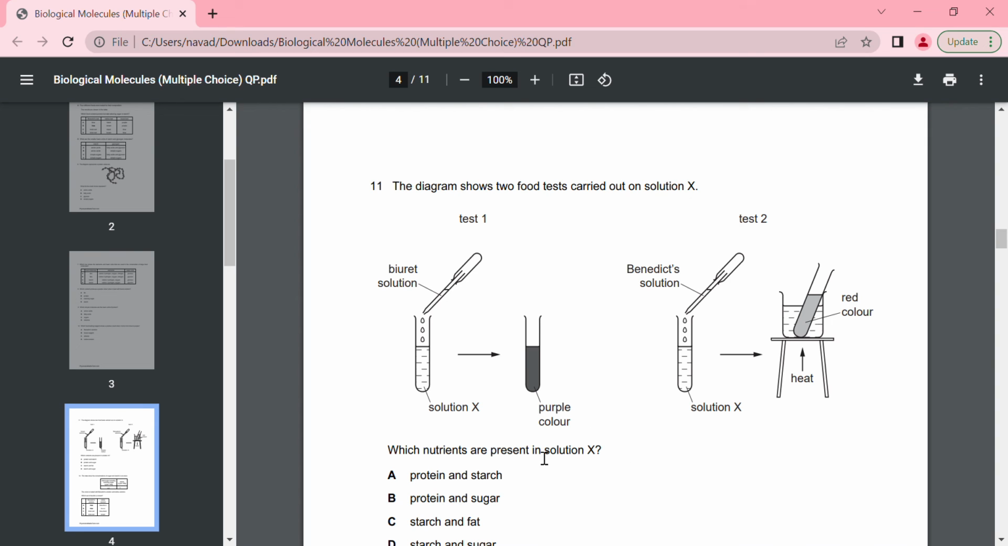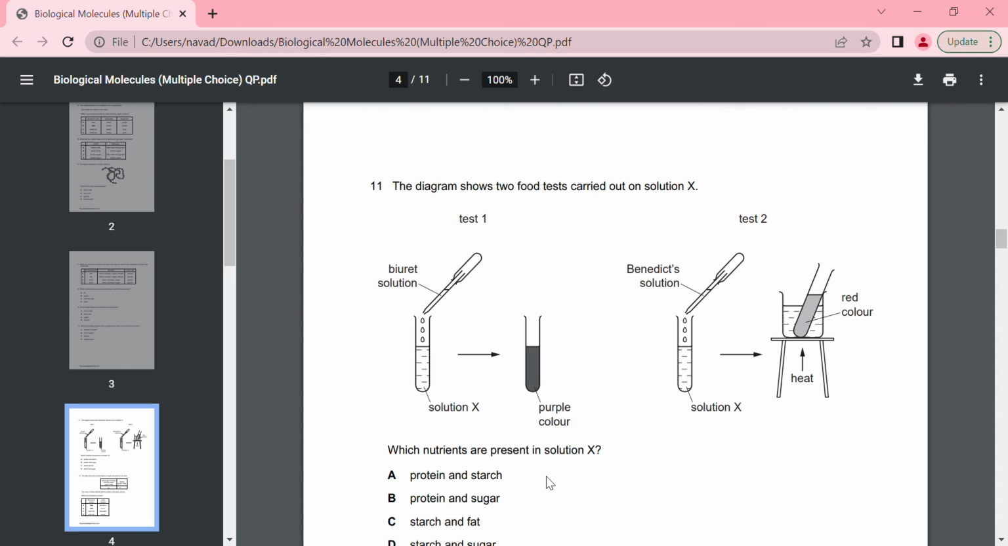So what is Biuret used for, guys? We've been discussing this throughout. Pause the video. Biuret solution is used for testing proteins. And Benedict solution, I'm going to tell you now, listen carefully. Benedict solution is used for testing glucose. Remember, starch is iodine, but glucose is Benedict solution.